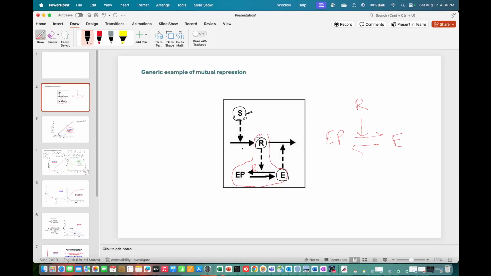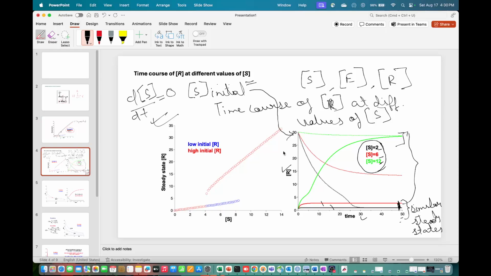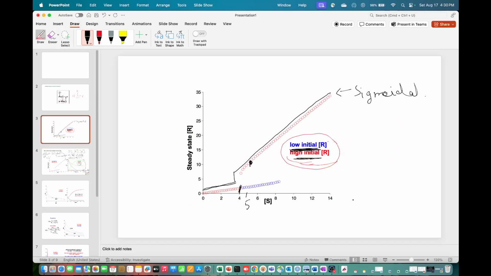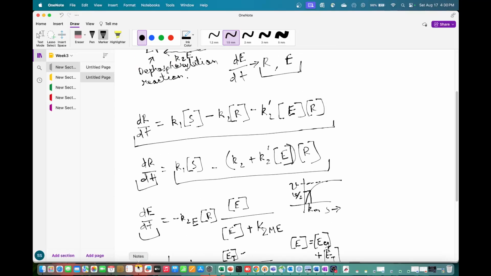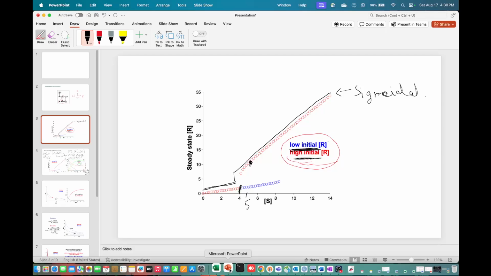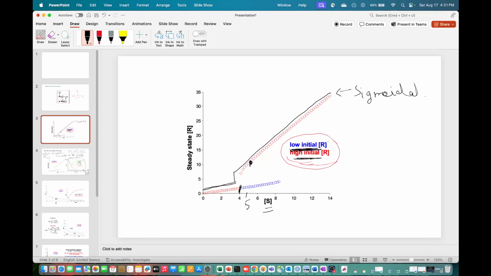So first, just to recap from what we have seen till now, there is this network. It's a mutual repression network. Then we checked what the equations for this network are. So we wrote down dR/dt and dE/dt. And now if you model this, you check how the steady state of R is changing with the concentration of S, right? This also depends on the initial value of R. If you have a high initial value, you have a certain behavior. If you have a low initial value of R, you have another type of behavior, right?